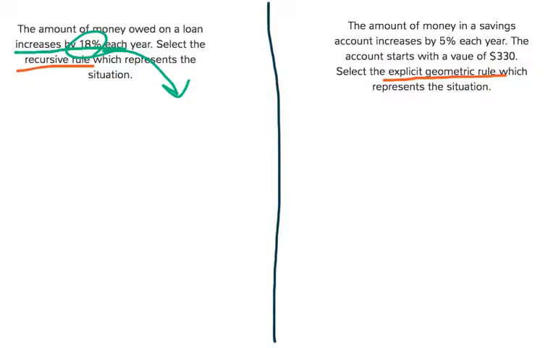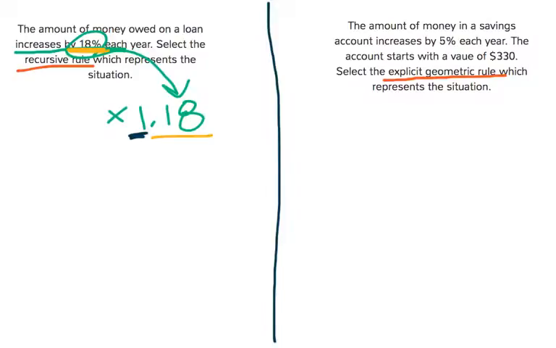So if it's increasing by 18%, that means we're multiplying by 1.18. The 0.18 part here is the 18%, and then the 1 is just the whole value of the loan already. So multiplying by 1 just keeps the value of the loan the same. But then if we add the 0.18, that adds 18% onto the loan. That's the interest on the loan there.